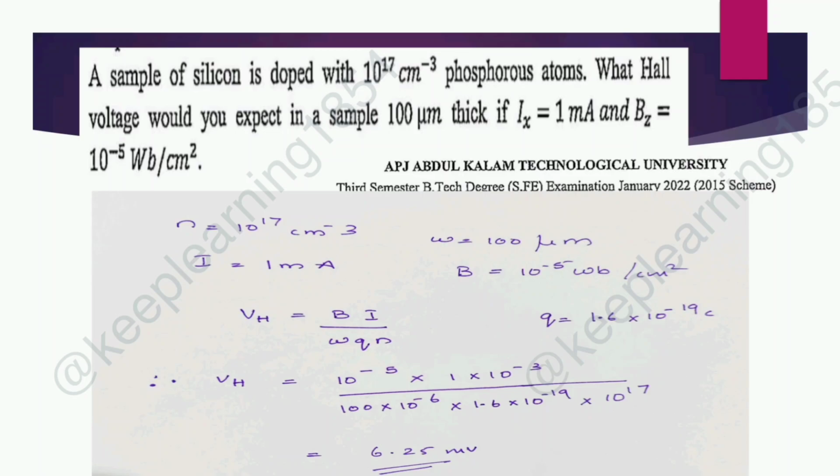This can be solved by simply substituting in the given expression VH equal to B into I divided by W into Q into N. Here B is given as 10 raised to minus 5 Weber per centimeter square. The value of I is 1 milliampere. W is given to be 100 micrometer, and Q, since this is phosphorus, the electrons are the majority carriers, so Q will be the charge of an electron, 1.6 into 10 raised to minus 19 coulomb. It is actually negative in sign, but here we are asked only for the voltage. And N is given as 10 raised to 17. So by substituting the values, you will get the voltage to be around 6.25.